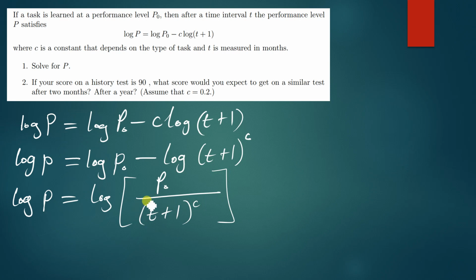Here some people would just say you cancel out the logs, but according to mathematics it's wrong to say you are cancelling out the logarithms. So let me show you the perfect way, but the final answer will still be the same. The final answer will be P is equal to P0 over (T plus 1) to the power C.